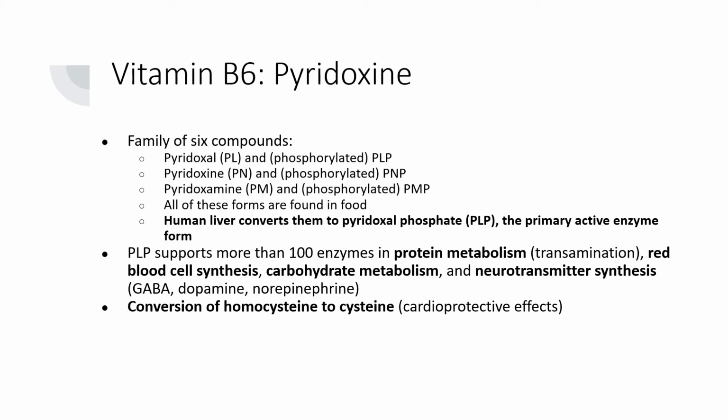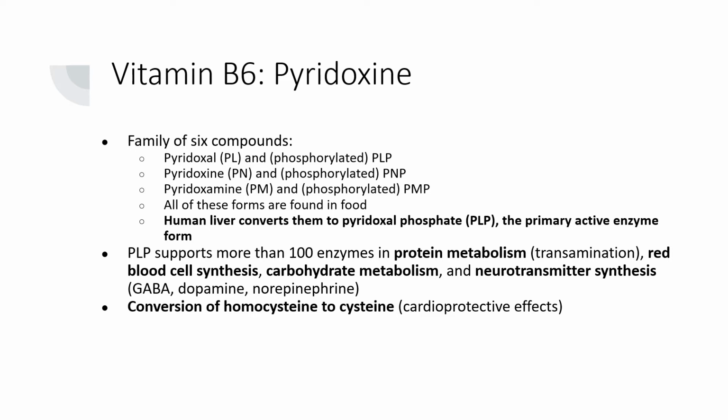often called pyridoxine. So pyridoxine is actually a family of compounds. We have pyridoxal, pyridoxine, and pyridoxamine. And we also have the phosphorylated version of each of those. So we have pyridoxal phosphate, we have pyridoxine phosphate, and we have pyridoxamine phosphate. All 6 of these forms are found in food, and depending on what form that we absorb them in, our liver will convert them to pyridoxal phosphate, which is the primary active form of this molecule.